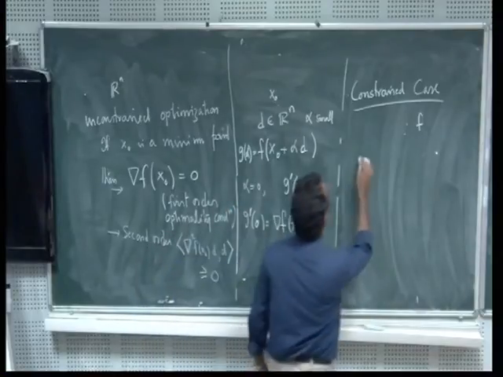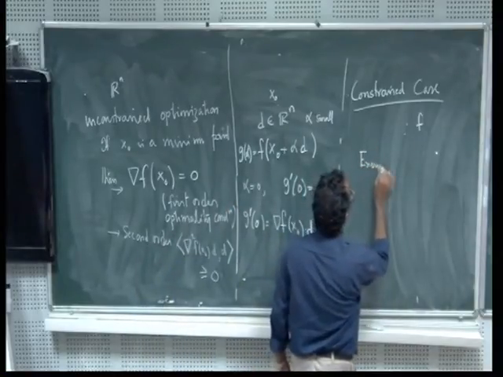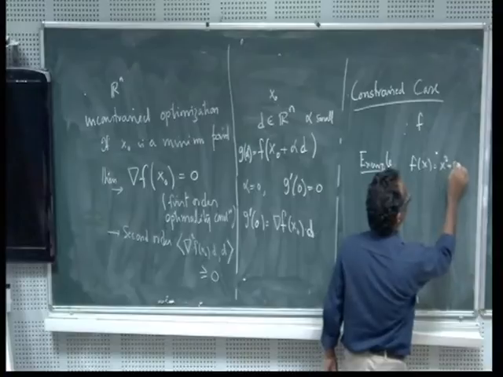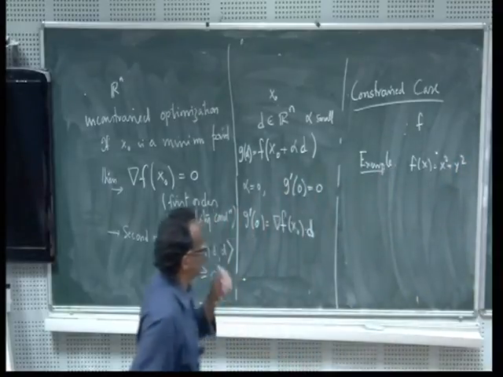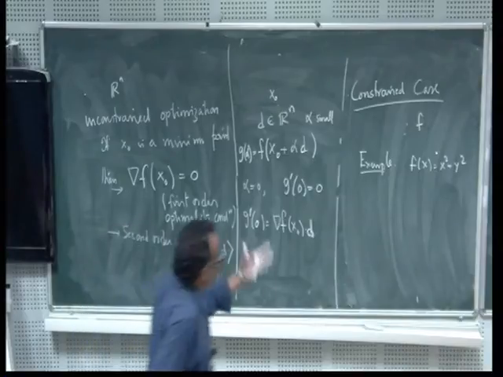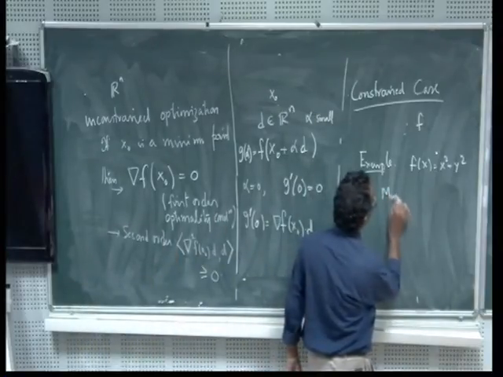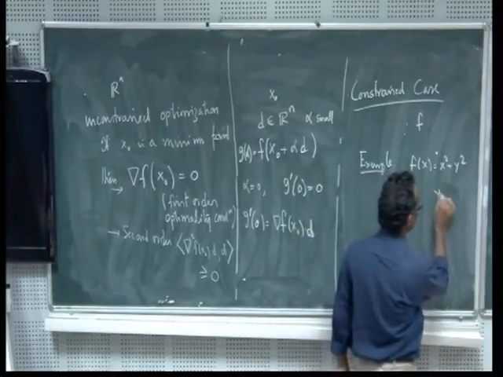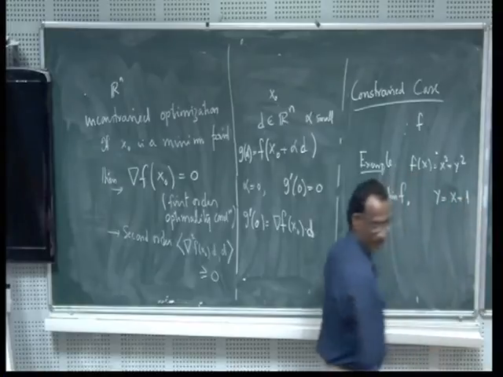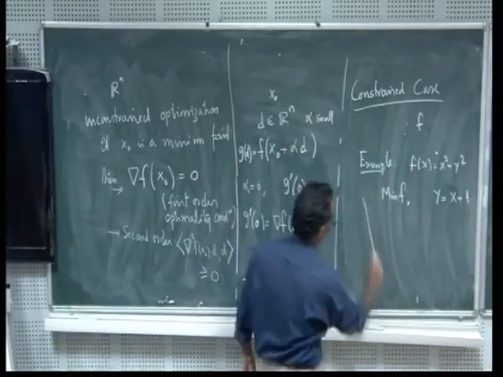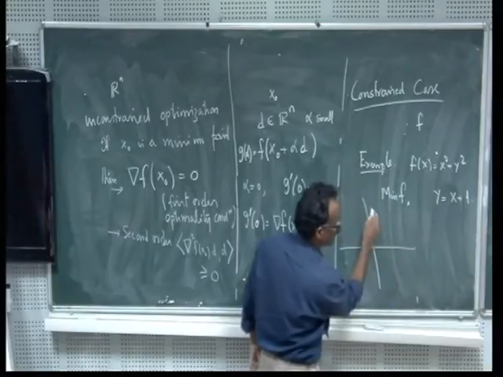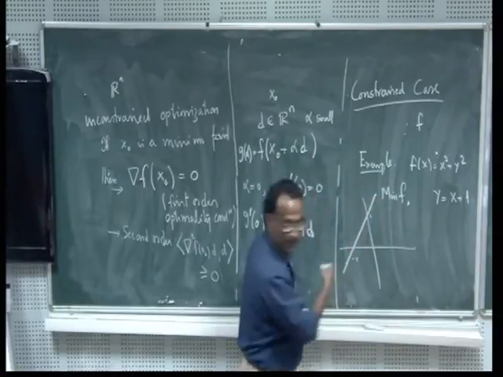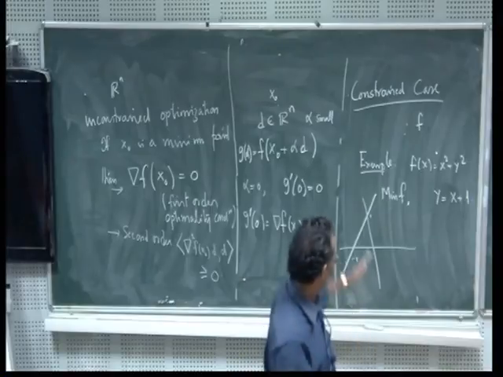So let's look at a simple example to motivate this. Suppose you want to minimize f of x, y equal to x square plus y square. Of course, the minimum is 0 in that case, that's not a problem. But I'm not minimizing over all of R2. I want to minimize with a constraint set, say y equal to x plus 1. What is the curve? It's a line, and I want to minimize f only on that line.